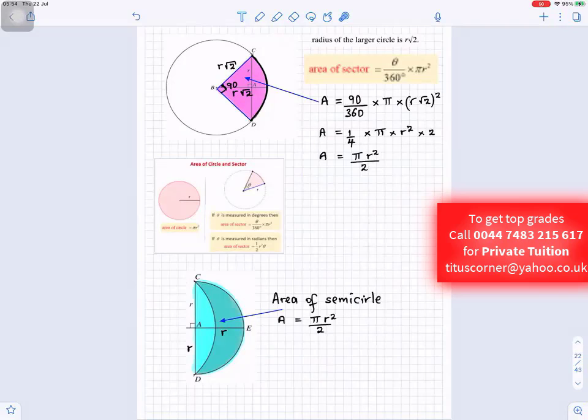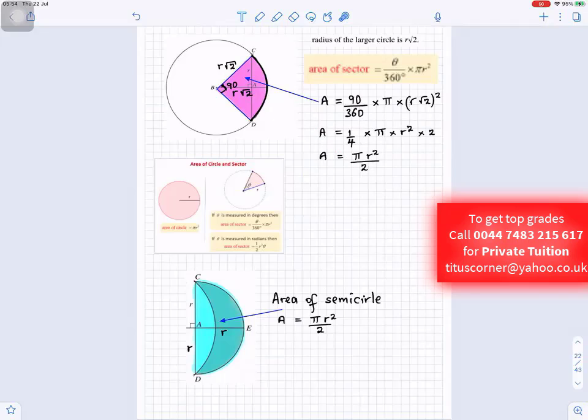The radius of the larger circle is R root 2. And the area of the sector is given by this formula, theta over 360 degrees times pi radius squared. That's the area of a sector. Now, the angle is 90. So it's 90 divided by 360 times pi times the radius, R root 2, squared. So 90 over 360 is 1 over 4, times pi times R squared times root 2 squared, which is 2. So that gives you pi R squared over 2. So that's the area of that pink part, that sector.